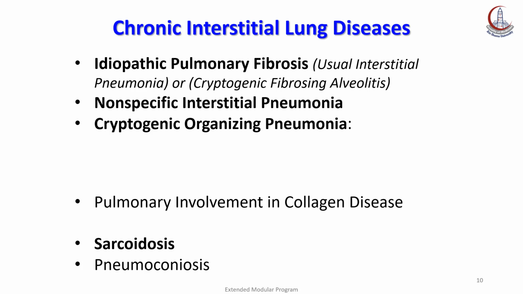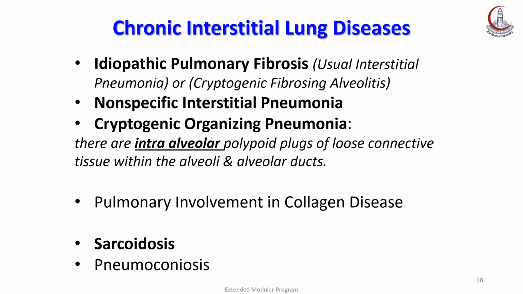In this case, there is organization, which means intra-alveolar polypoidal plugs obstructing the alveolar space, made of loose connective tissue within the alveoli and alveolar ducts. Then pulmonary involvement in collagen vascular disease. What is meant by collagen vascular disease? Autoimmune diseases like systemic lupus and rheumatoid arthritis are part of the chronic interstitial lung diseases.